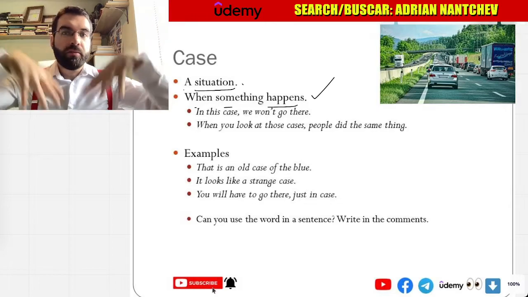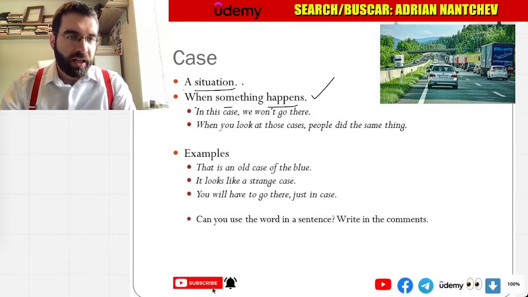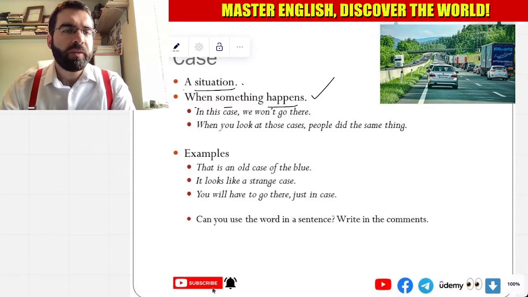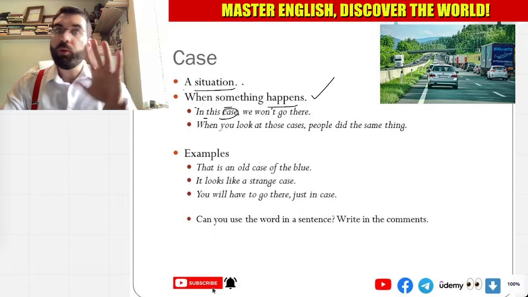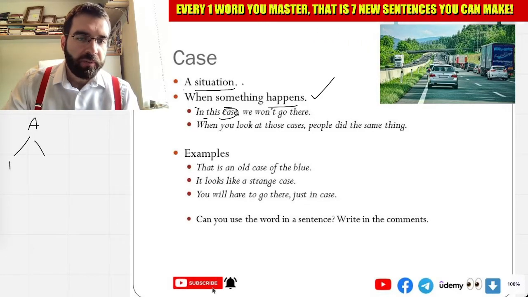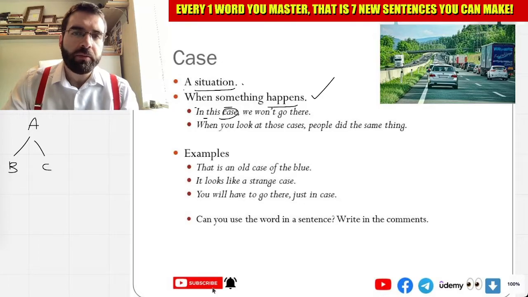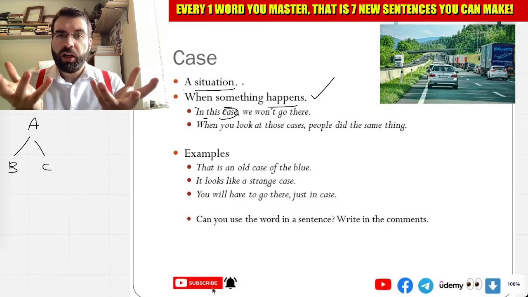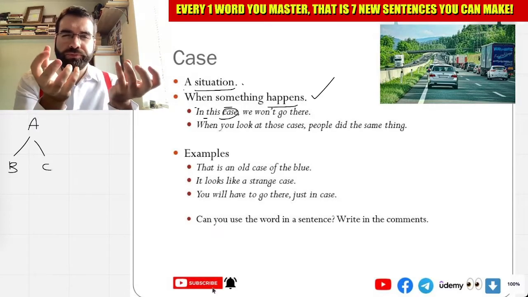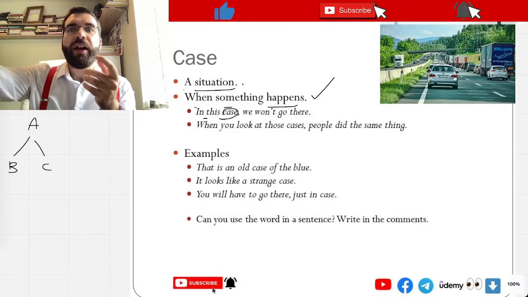What is happening? So, in this case, we have a choice. We're here, A. We have a choice, either B or C. If we choose B, this will happen. If we choose C, that'll happen.